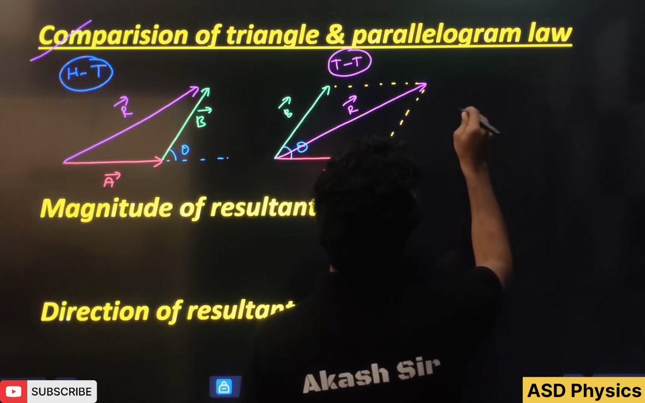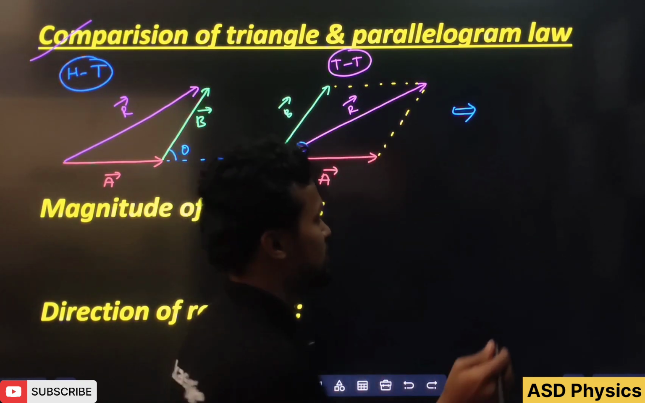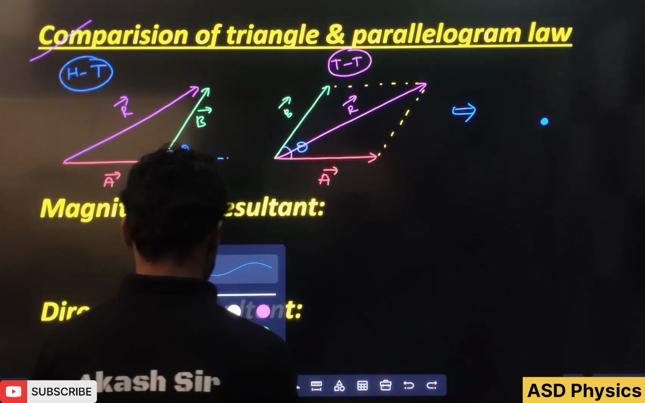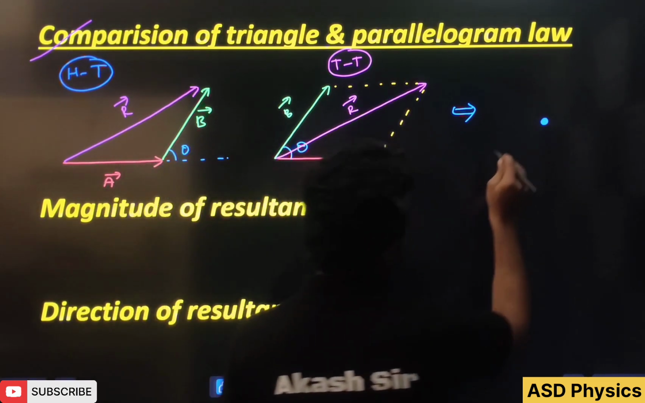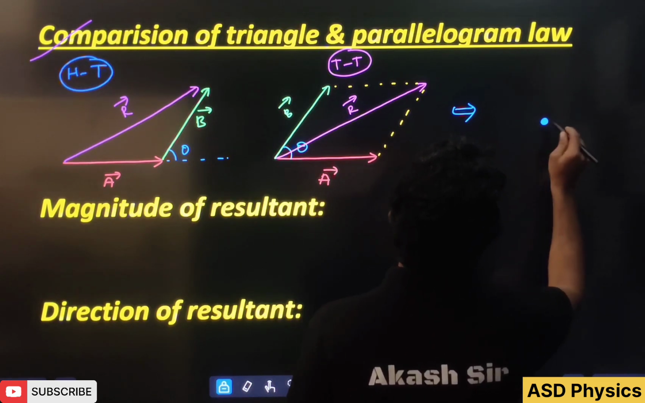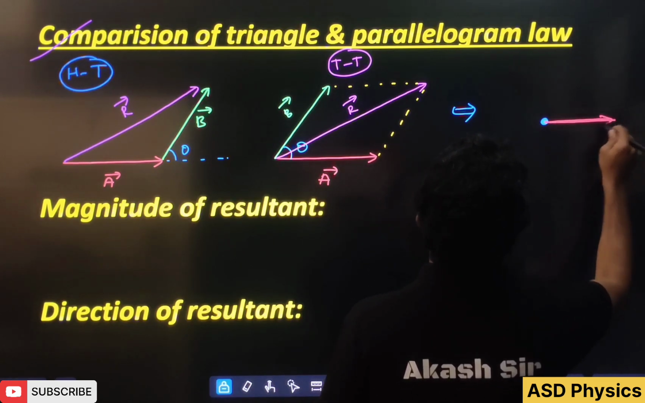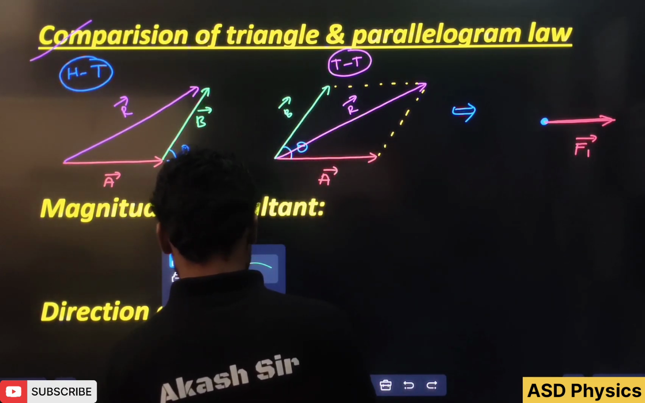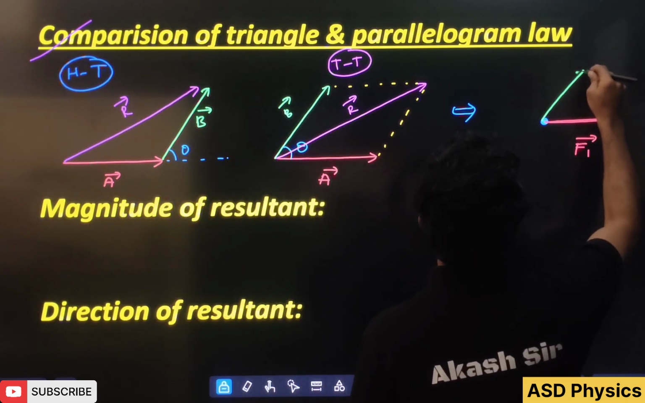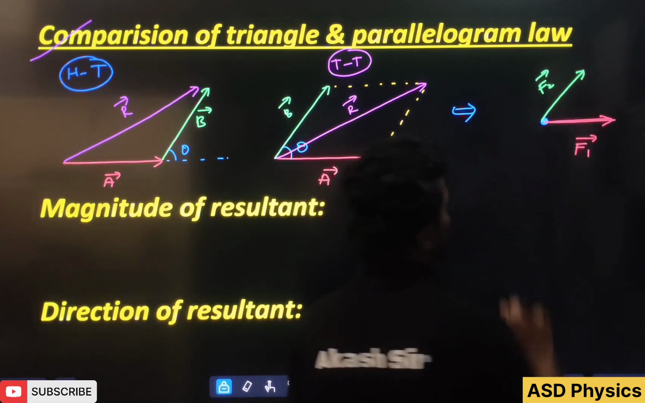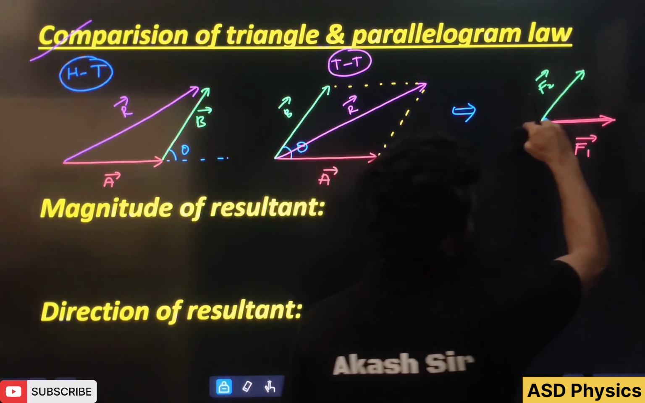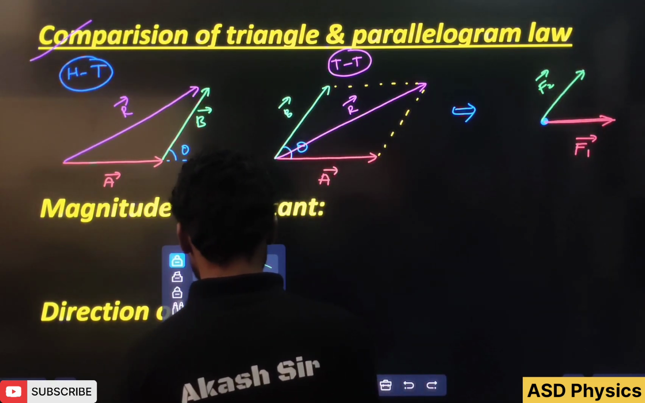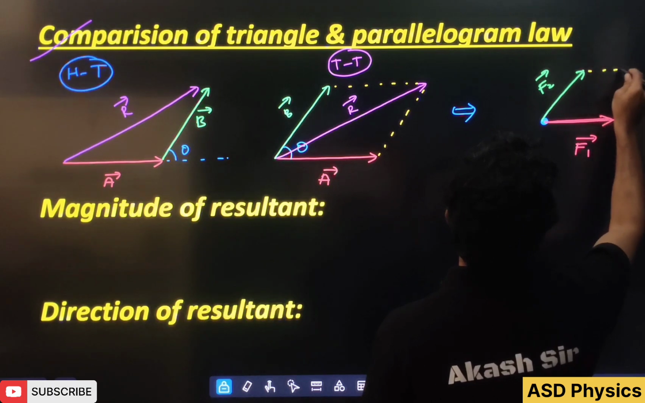But I will just tell you one general scenario. Let's take for example, a graphical representation. One object is there, and on this object one force is acting in this direction. Let's take F1 acting in this direction, and F2 acting in this direction. You know very well, if only F1 is acting, the object will move in this direction. If only F2 is acting, the object will move in this direction. But two forces are acting at the same time. Then what will happen? Your object will move in this direction.